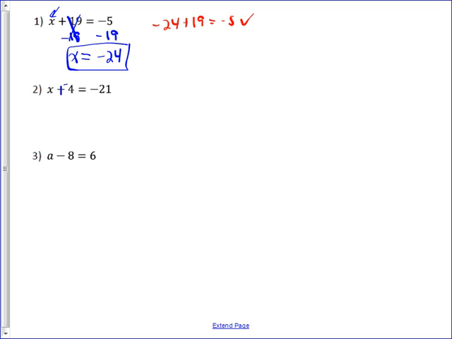So the opposite of adding negative 4 to x is adding a positive 4 to x. So if we add positive 4 to both sides, that cancels. You're left with x. Negative 21 plus 4 is going to be negative 17.